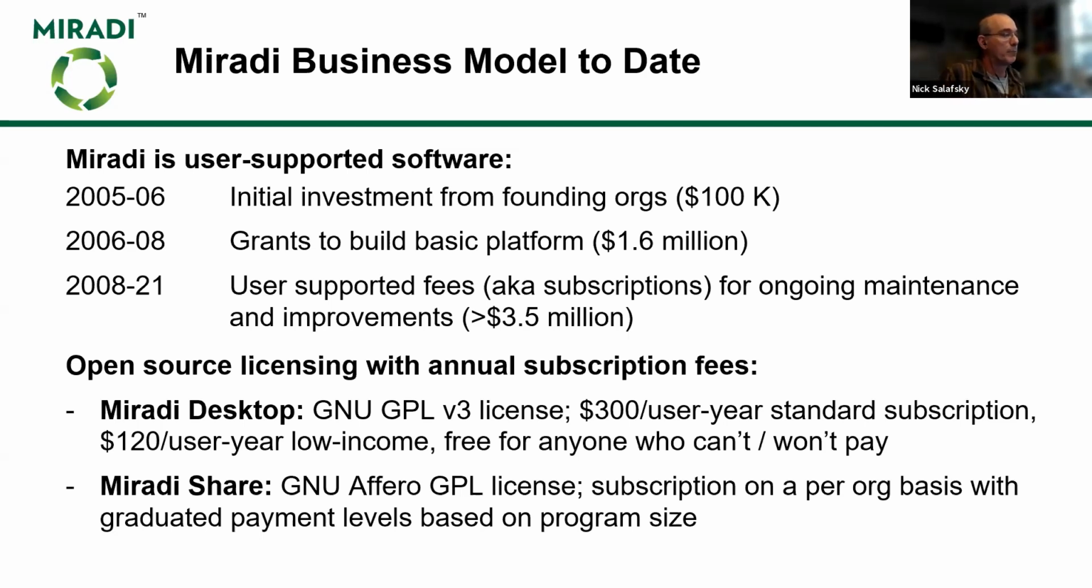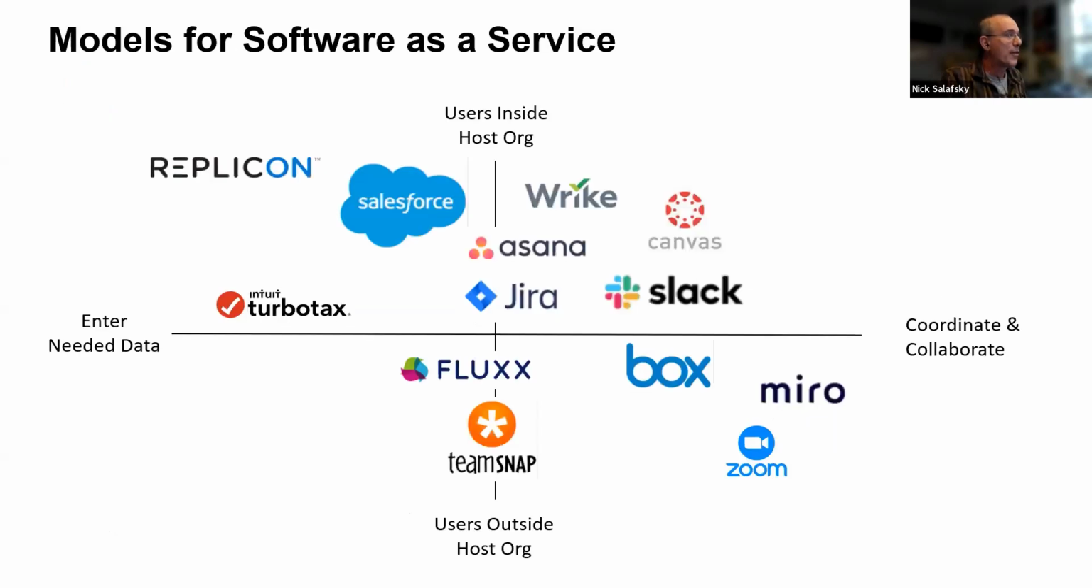Miradi Desktop is an open source subscription-supported software. And we had rates of $300 per year for a standard user subscription, $120 for low income, and free for anyone who told us they couldn't or wouldn't be able to pay. And then Miradi Share was also an open source program, a subscription on a per organizational basis.